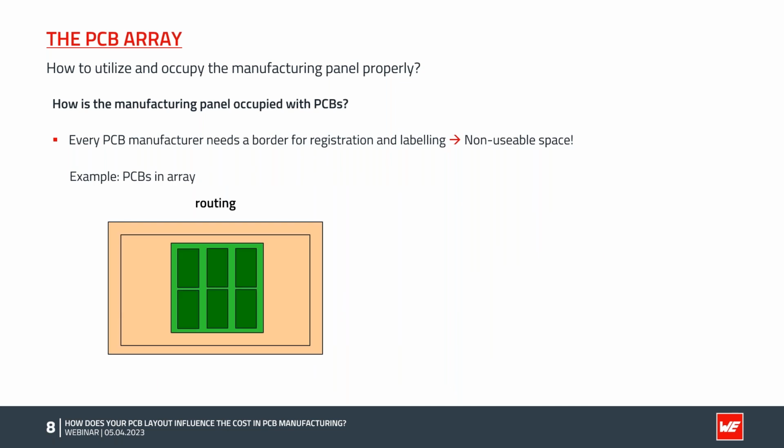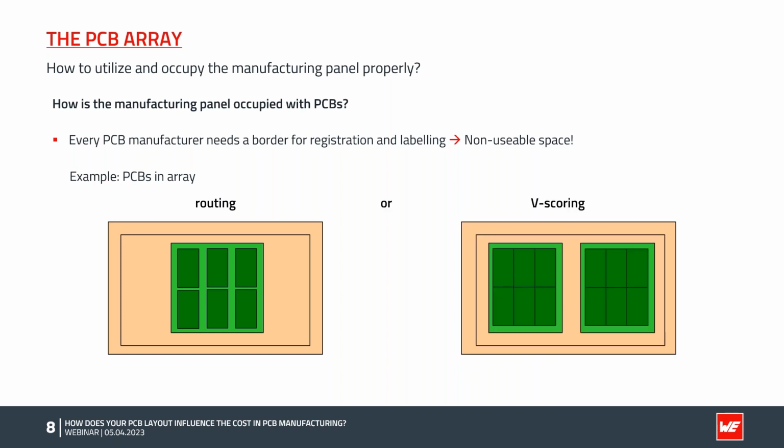Another example is if you have PCBs in an assembly array. In that case, the assembly array is so big that we can fit just one of these assembly arrays onto our manufacturing panel. And by decreasing it a little bit, making it a little bit smaller, maybe we could fit, in that case, 2 of these delivery panels or assembly arrays. So the cost could be almost half of the one on the left side when we do the routing compared to the V-scoring.